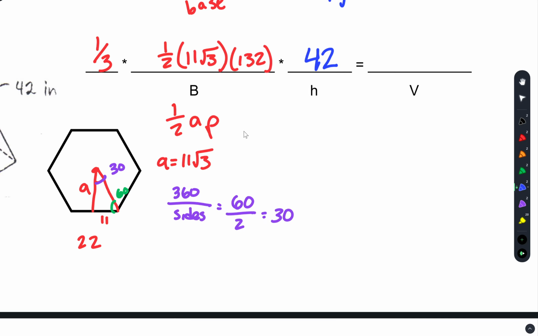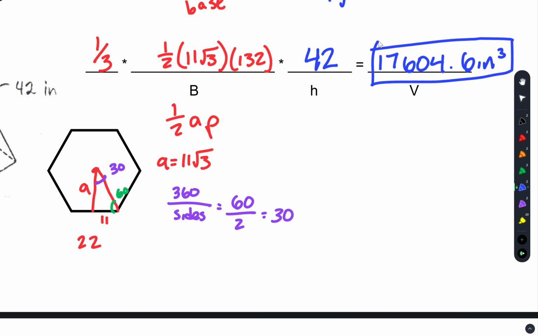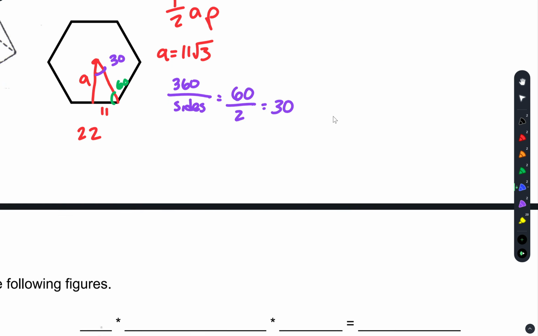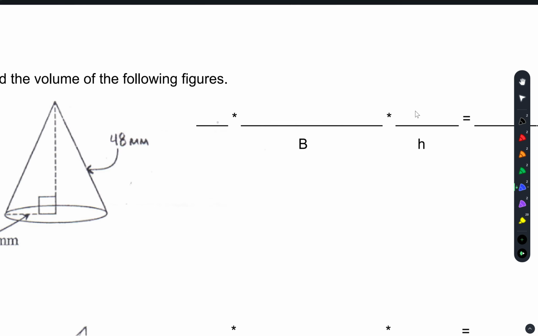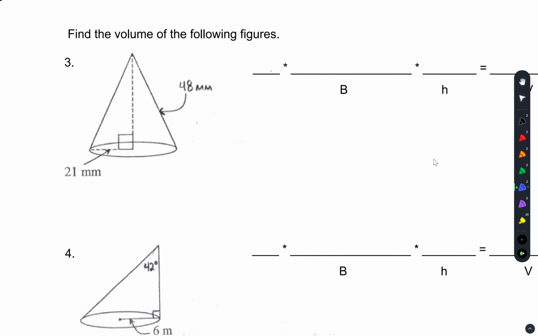Volumes, we're going to start getting into really big numbers when we talk about volume. It happens. This is 17,604.6, and we are in inches cubed. Any questions? Okay. All right, flip it over. Let's do some cones here.